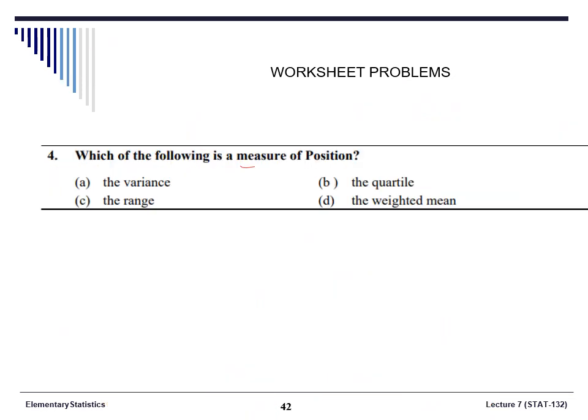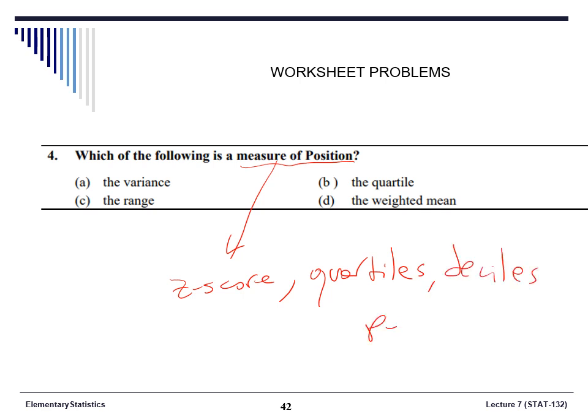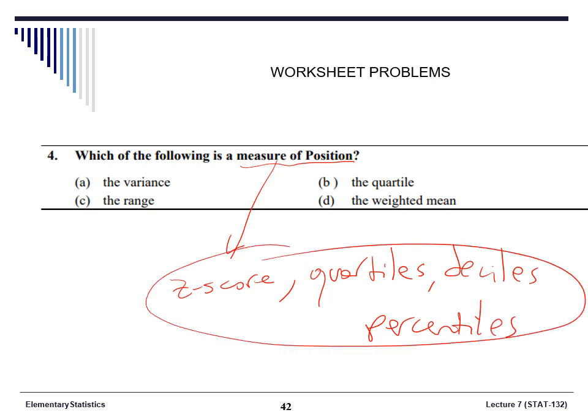Now, which of the following is a measure of position? If you remember, measures of position are z-score, quartiles, deciles, and percentiles. Now, do you see one of them here? Yes. So that will be the quartile.